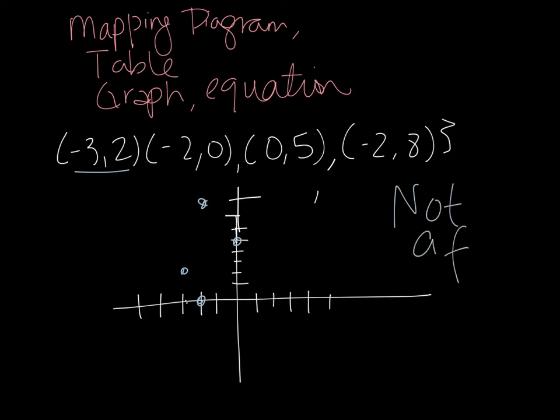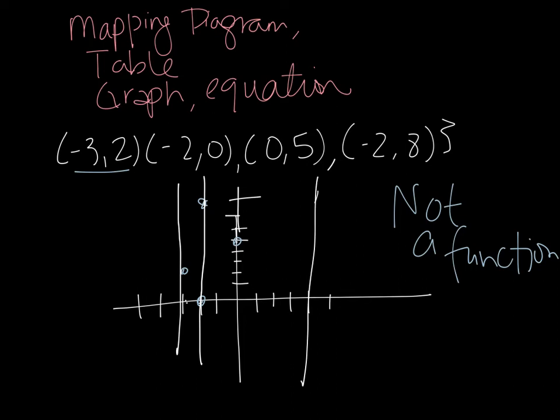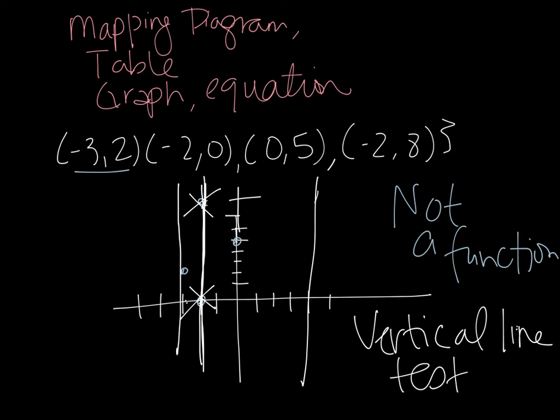And on a graph, you can tell if it's not a function by drawing vertical lines. Verticals, and if it hits it twice, it's not a function. So as you can see, this vertical line hits twice. So it's not a function. We'll talk more about that later. This is called the vertical line test, okay? When you draw lines throughout the graph, and if you hit 2 points on that vertical line, that relation is not a function.